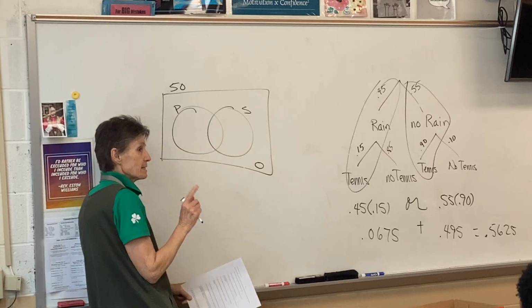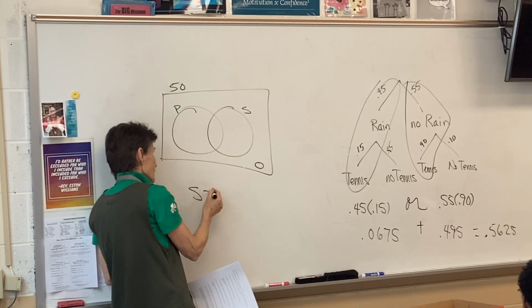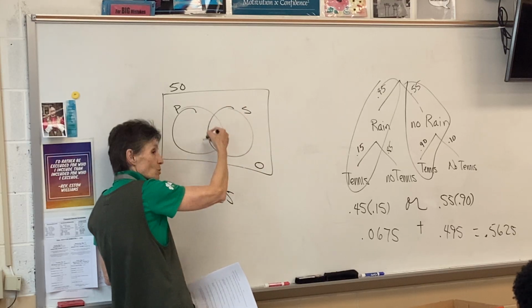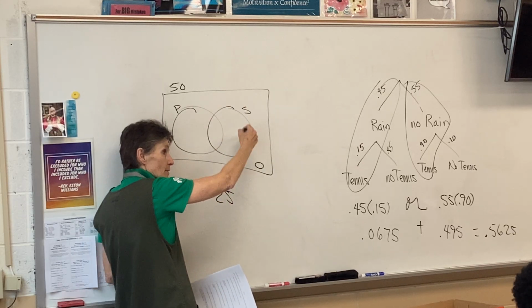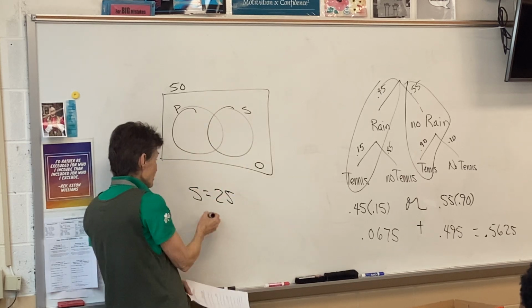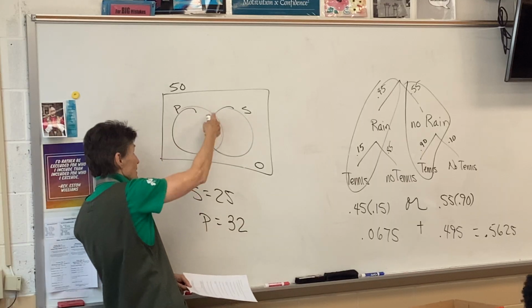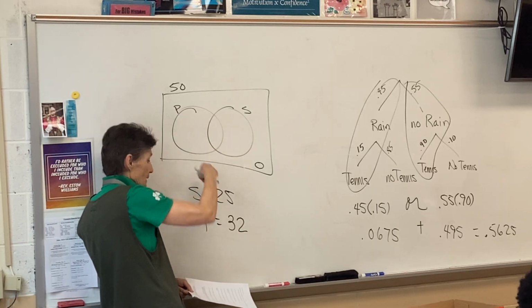25 enjoy singing. Don't you dare put 25 there. That 25 is the whole circle, right? The whole thing. 32 enjoy praying. That's not here. That's the whole P-ball is praying.